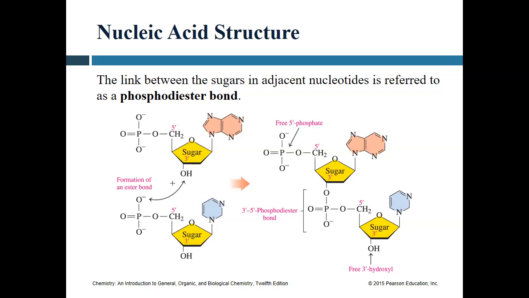Now, the links that hold each of these together are known as phosphodiester bonds. And that sounds really complicated. But if we break it down, we can figure it out. Phospho, because it is this phosphate group that is doing the connecting.